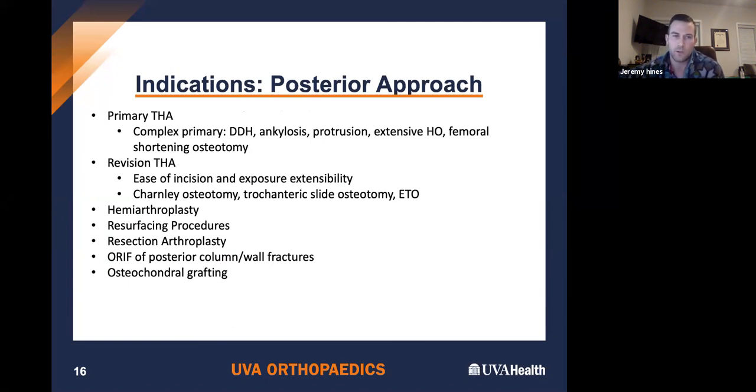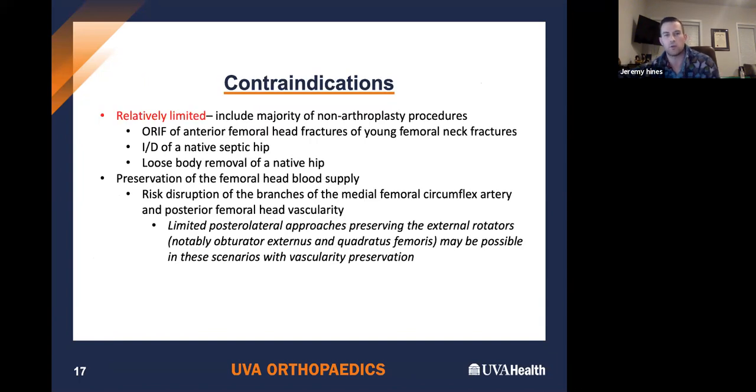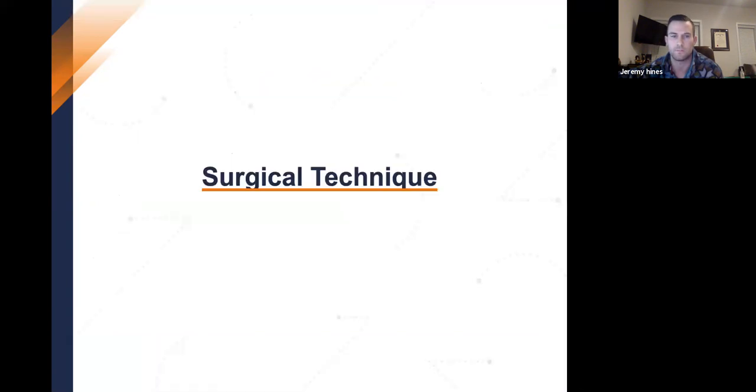For indications, you can pretty much do this for anything, complex or primary total hips, revision total hips. There's ease of incision, exposure, and extensibility. You can do osteotomies fairly easily through this, and a whole host of other procedures, not just arthroplasty. Contraindications are relatively limited. You wouldn't want to do an IND of a native septic hip or a pediatric hip through the posterior approach because of blood supply disruption. But to a large degree, the posterior approach is the workhorse.